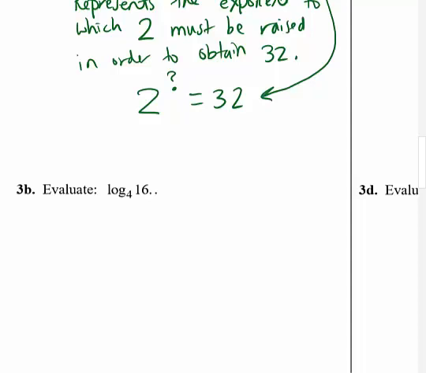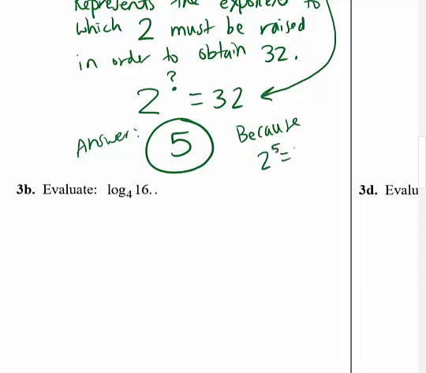Let's see, 2 to the first power is 2, that's not right. 2 to the second power is 4, 2 to the third power is 8, 2 to the fourth power is 16, 2 to the fifth power is 32, so the answer is 5. That's because 2 to the fifth power is 32. So if someone asked you, what is log base 2 of 32, you'd say it's 5.